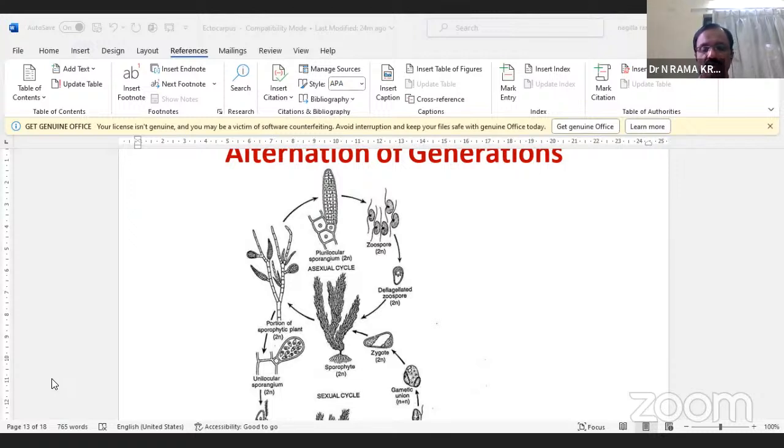Yeah. So antherozoids, after liberation, swim through the water to the female reproductive organs. When they enter the female reproductive organ, fertilization is completed. After fertilization, the zygote is formed. The zygote grows into a new plant.